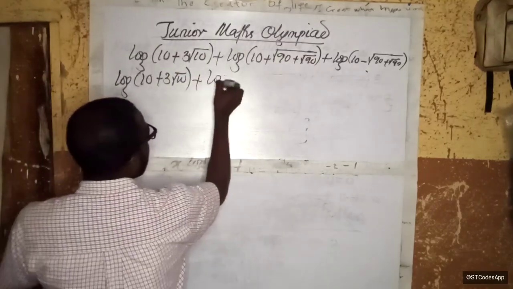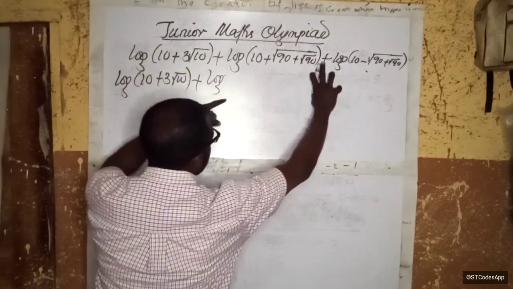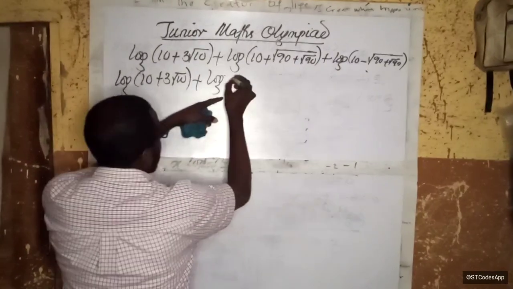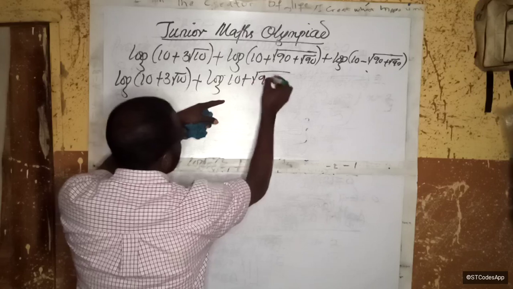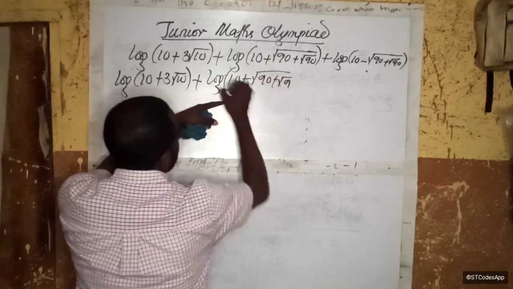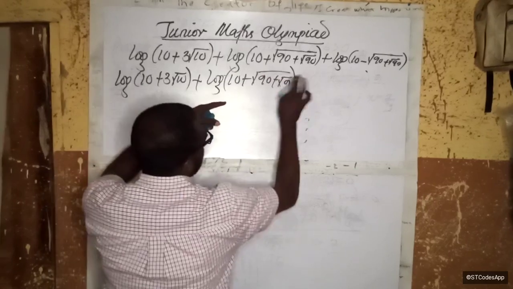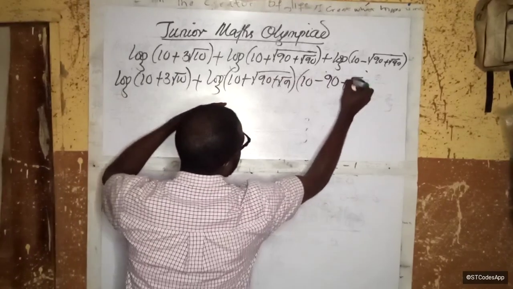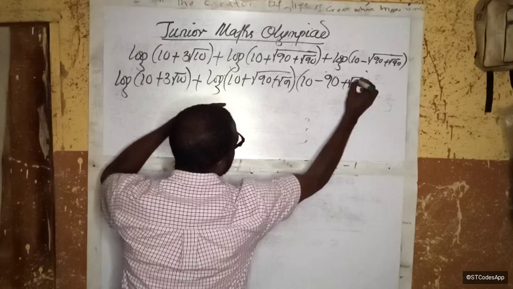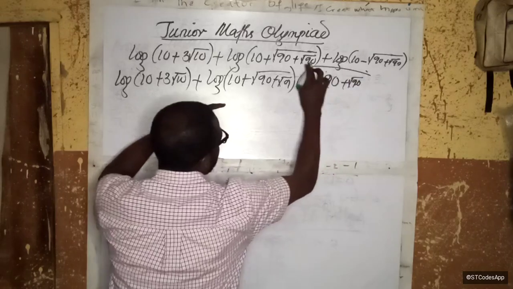So plus log, remember that plus means multiplication in logarithm. So we're going to multiply these terms. So we have 10 plus root 90 plus root 90 multiplied by 10 minus 90 plus root 90, all in root.